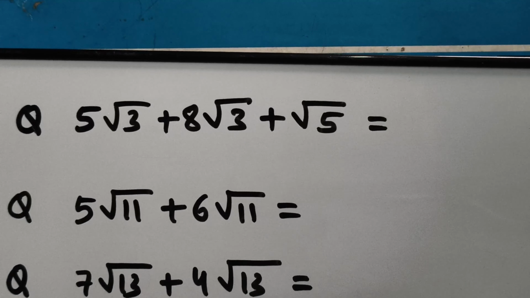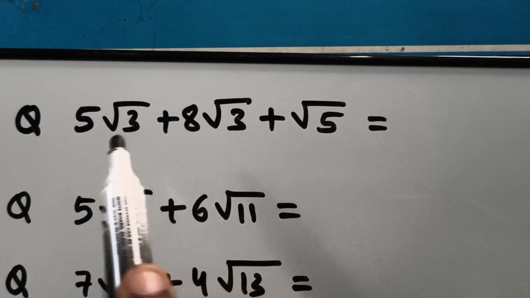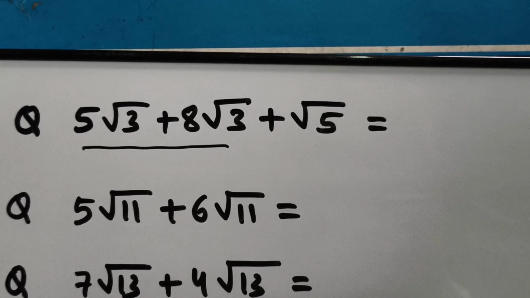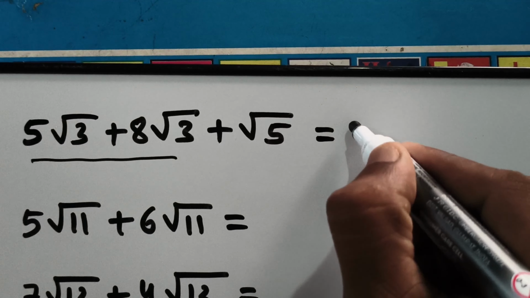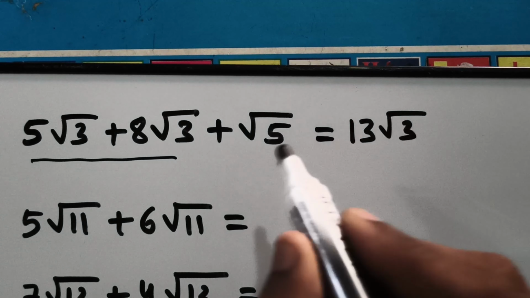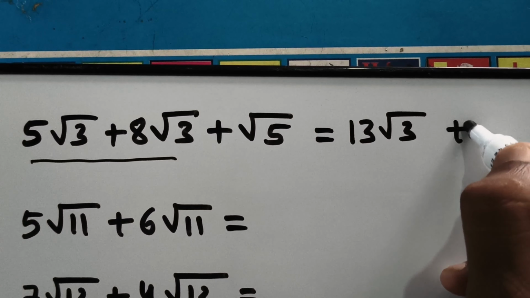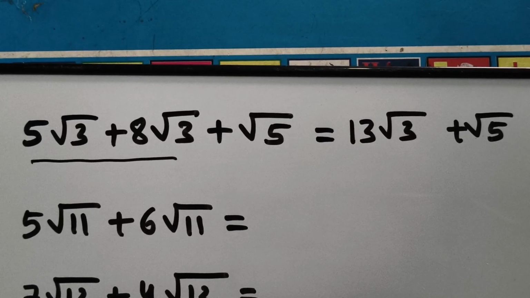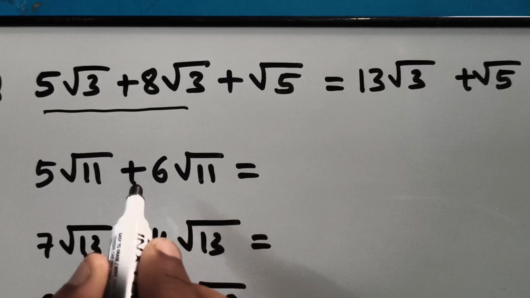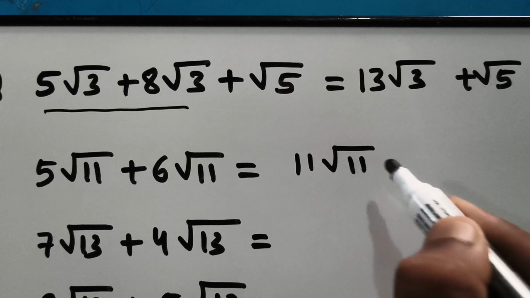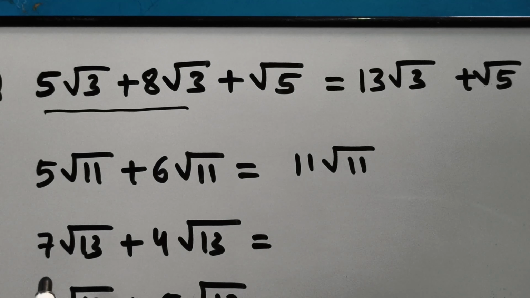Let's solve some questions on the surds. 5 root 3 plus 8 root 3 plus root 5. Here 5 root 3 and 8 root 3 are the like terms. I can add 5 plus 8 is 13 root 3, and root 5 I'll keep as it is. Next question, 5 root 11 plus 6 root 11. See, both are like terms. I can add 5 plus 6 is 11, that is 11 root 11.